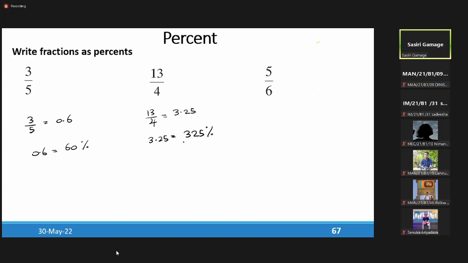Then these are the same. Simply say this, 13/4 equals 3.25 equals 325%.